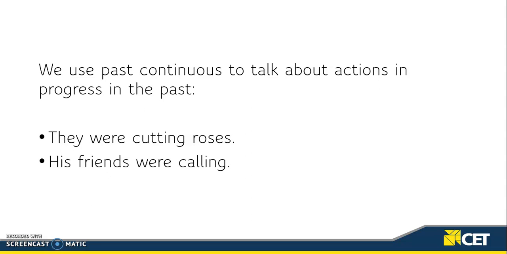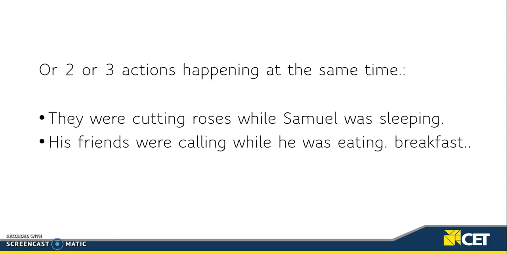So, this is how we use the past continuous to talk about actions in progress in the past. For example, they were cutting roses, or his friends were calling. Or when two or three actions were happening at the same time. They were cutting roses while Samuel was sleeping. His friends were calling while he was eating breakfast.